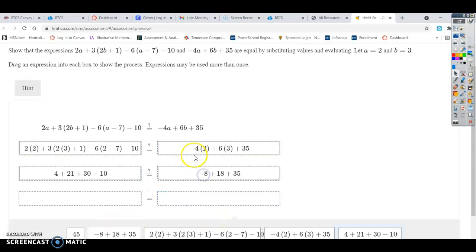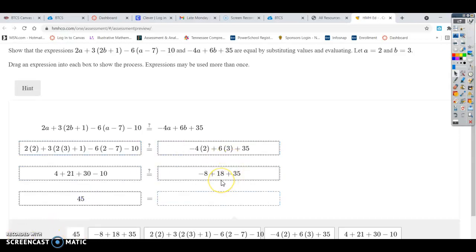All right, for this one, you've got negative 4 times 2, which is negative 8. And 6 times 3 is 18, and bring down 35. So we simplified this into this expression now. All right, we're going to go back over here, and we're going to say, let's add those up. So I've got 4 plus 21 plus 30 minus 10. And that's going to be 45.